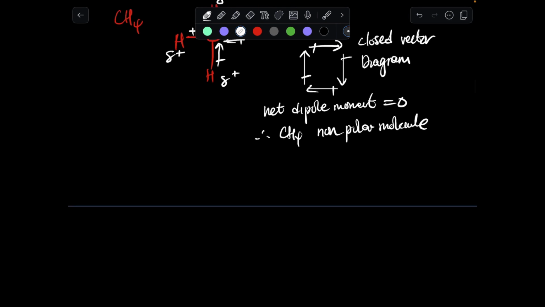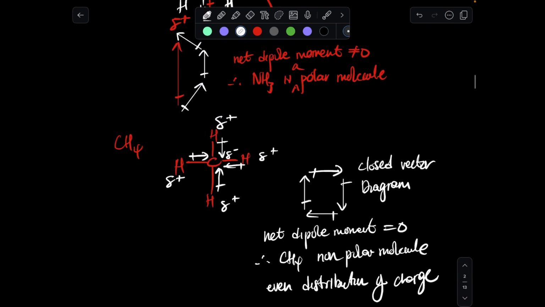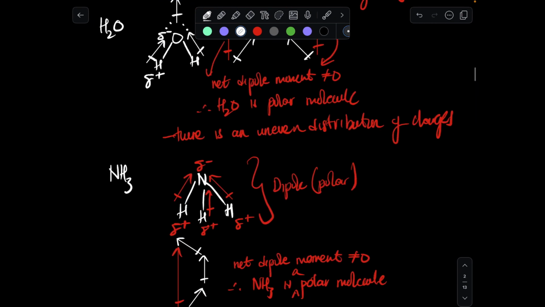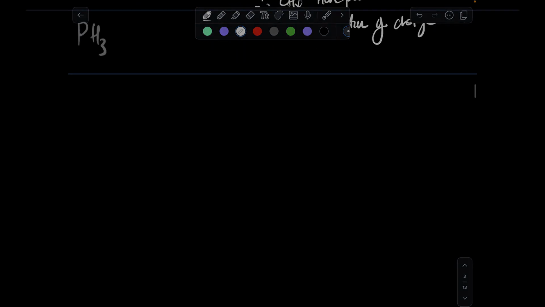And we know a non-polar molecule has an even distribution of what? Of charge. Alright, I think that makes sense, guys, with the polarity of molecules, whether a molecule is polar or non-polar.